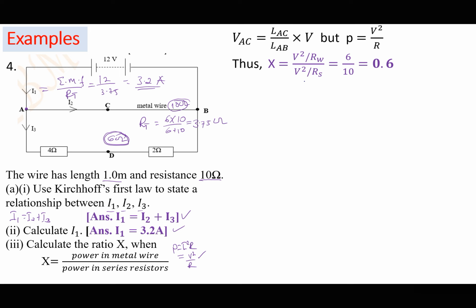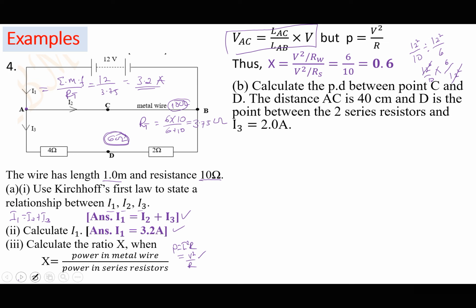So this is the same as, I just skipped one step there, 12 squared divided by the resistance of the wire, which was 10. Then divide by 12 squared over the resistance in series, which was 6. So this is 12 squared over 10 times 6 over 12 squared. So this one cancelled out. That's how I came up with 6 over 10. So that is the ratio. Okay, so I will need this later on.